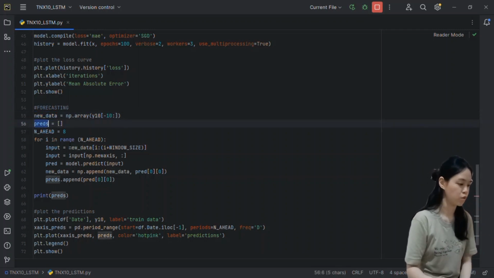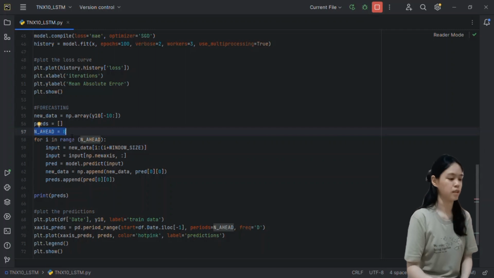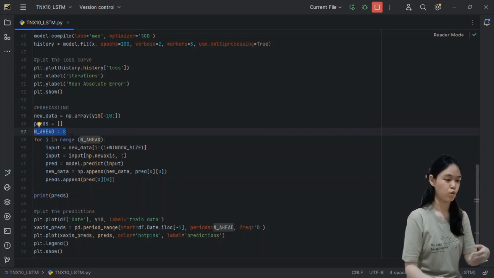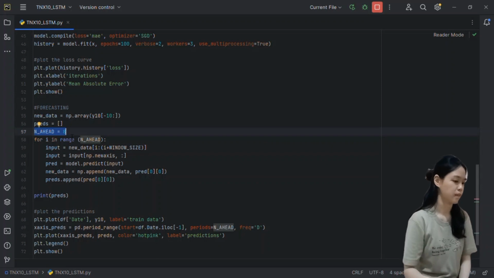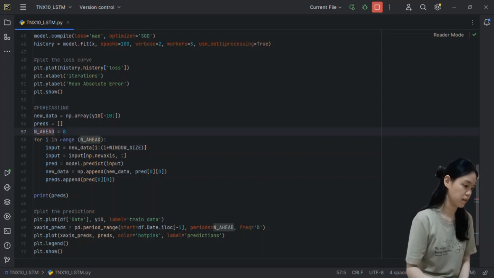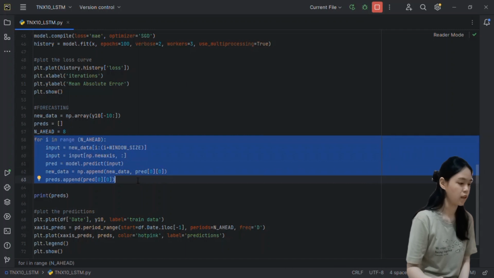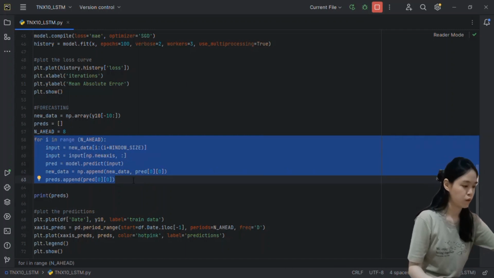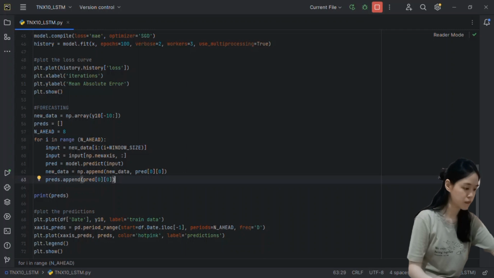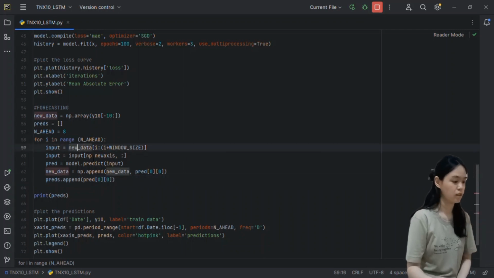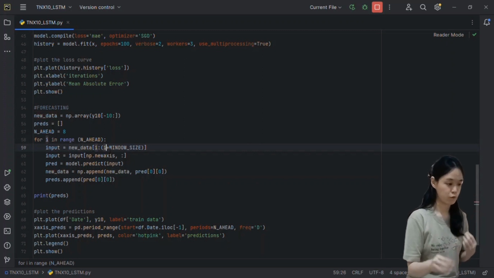And then I want to store the predictions in a list called preds. And then since we want to predict 8 days, from the first until the 8 days ahead, that's why I set a variable ahead equals 8. And then for i in range 8, so we're going to do this for loop 8 times. We will slice the new data here to have 10 values.